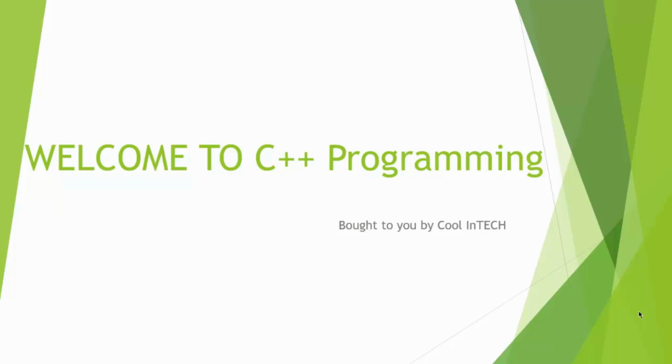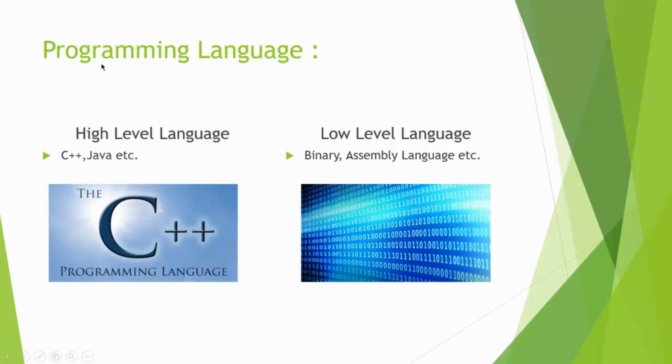C++ is a high-level programming language. Now, most people have the misconception that high-level means it'll be very difficult. It's for the developers, it's not for us. No, it's not like that. Let me explain it. Basically, there are two kinds of programming languages, the high-level language and the low-level language. So what exactly is a low-level language?